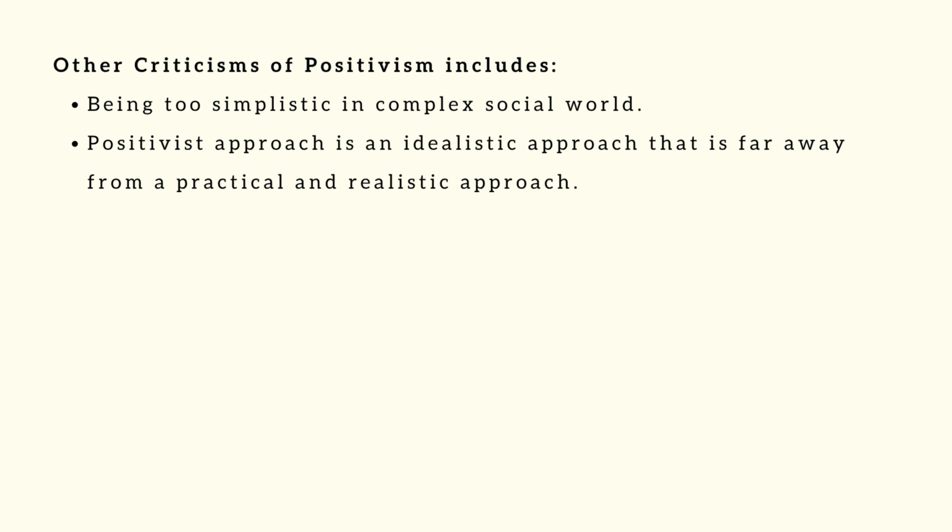Apart from the major criticisms we have already discussed, there are also some additional criticisms that highlight how positivism sometimes fails to capture the true complexity of the social world. Positivism tries to make the study of society as simple as physics, but society is much more complex and unpredictable. It also imagines an ideal form of objectivity and neutrality that is very hard to achieve in practice.